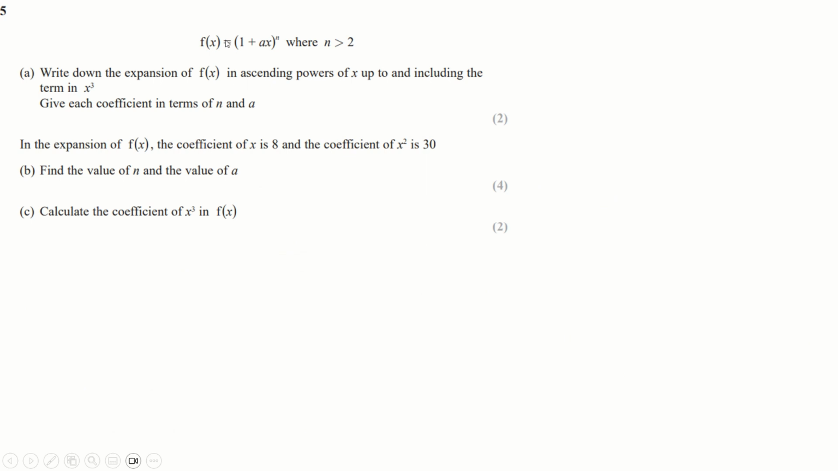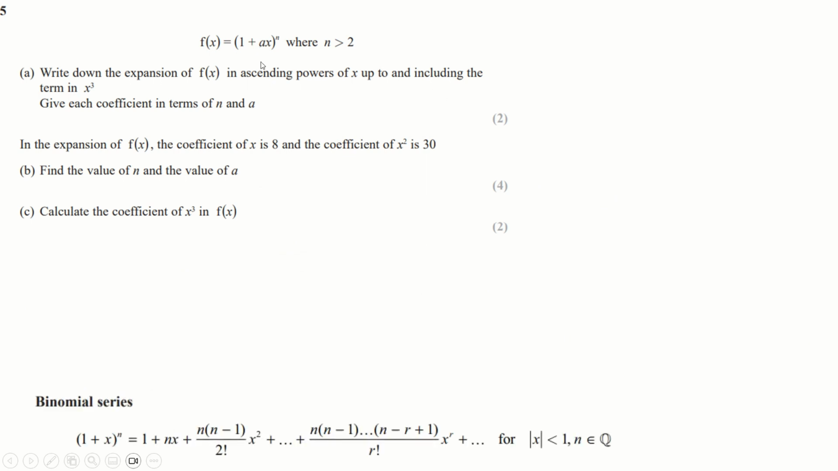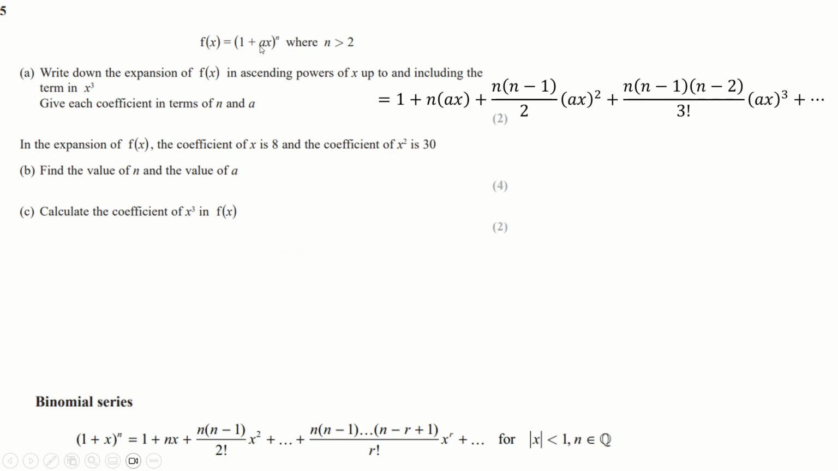5 then, so I'm not really sure what the point of this first question is. It's literally just asking you to copy down this, but with x being ax, and that's literally all it's asking you to do. So we just get that. So I'm not really sure what the point of that was.